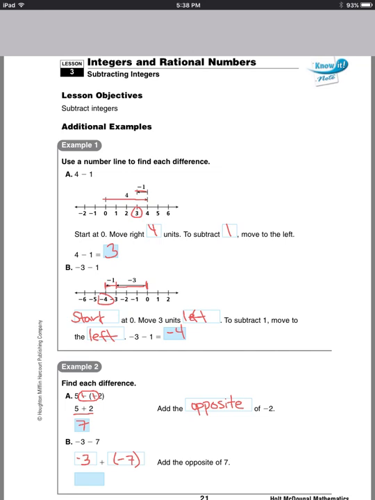Then, if they're the same sign, you add and keep the sign. So, 3 plus 7 is 10, and because they're both negative, you put a negative there.